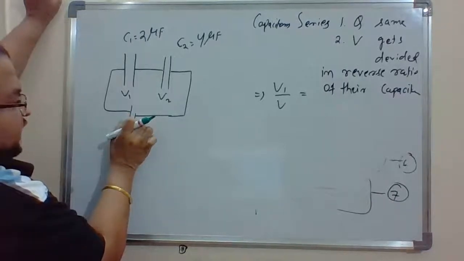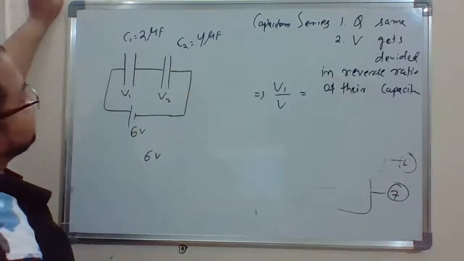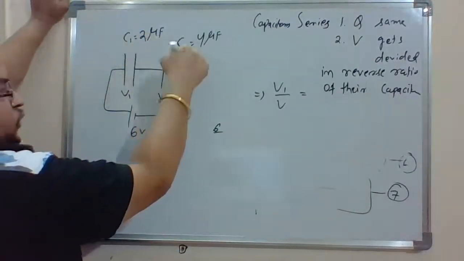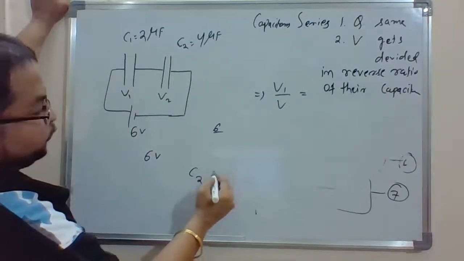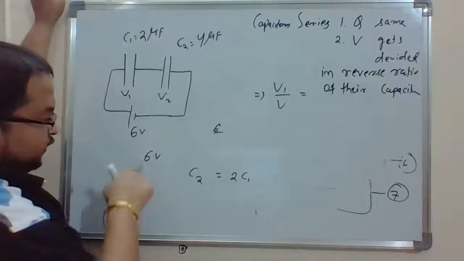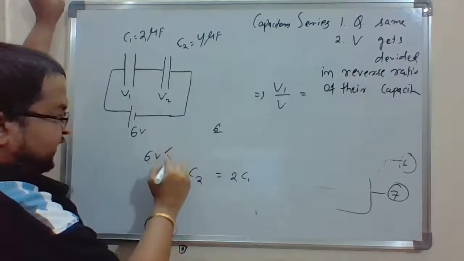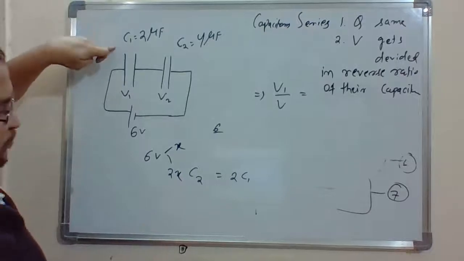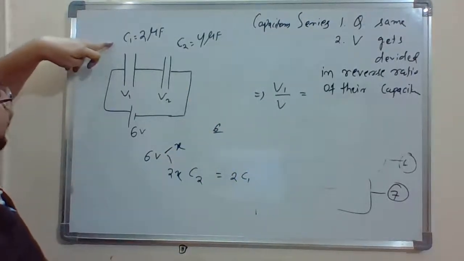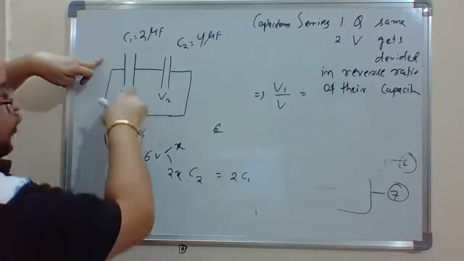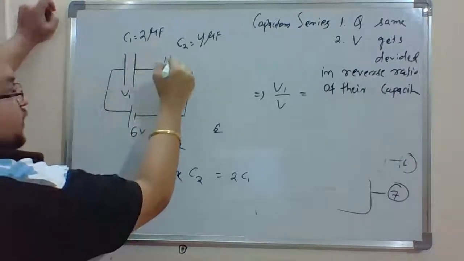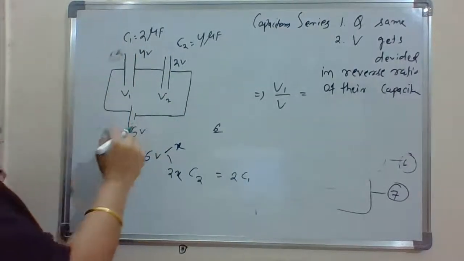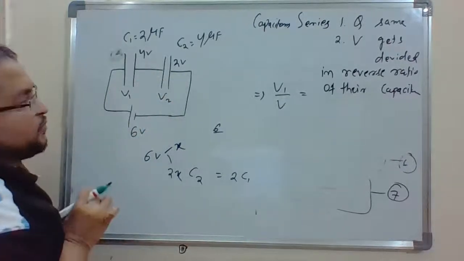So see, the total potential is 6 volt. The total capacitance is 2 plus 4, which is 6. C2 is 2 times C1, so this voltage would get divided into x and 2x. In the reverse ratio, the one which has lesser capacitance gets twice the potential that this one is getting. So if this one gets 2 volt, this one would get 4 volt.